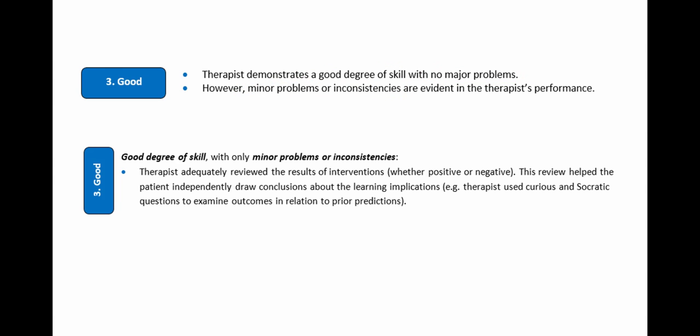Here we can see that good degree of skill with minor problems or inconsistencies might mean that the therapist adequately reviewed the results of the intervention, whether they were positive or negative, and that this review did help the patient to independently draw some conclusions about what they'd learnt from that experience. So using kind of curious Socratic questions to examine outcomes in relation to the prior predictions.